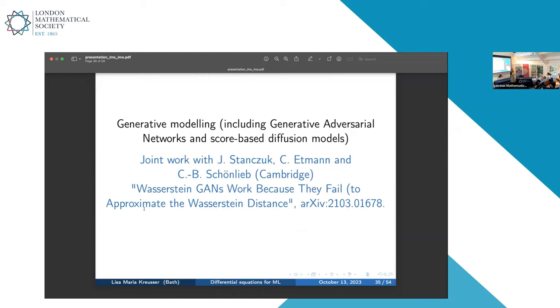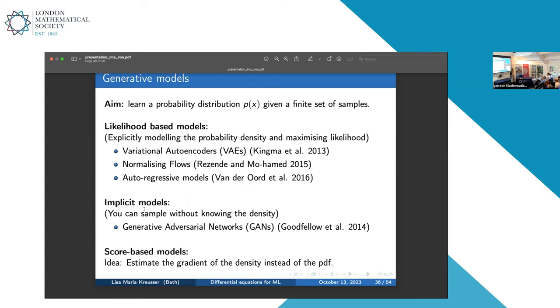Now that we're able to better understand how information propagates over a given domain when we only have a very small number of labels, the question is, how can we actually generate more data? And this is exactly what is done in generative modeling, where I'm going to talk about generative adversarial networks and score-based diffusion models. So in general, in generative modeling, we want to learn a probability distribution P from a finite set of given samples. And in fact, there are different ways in which one can come up with models for that.